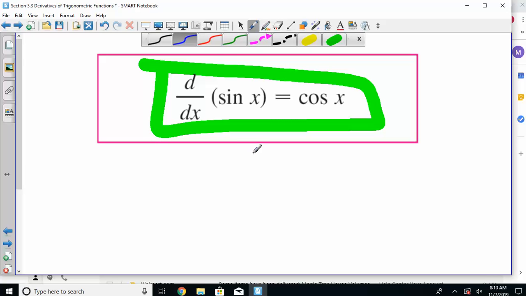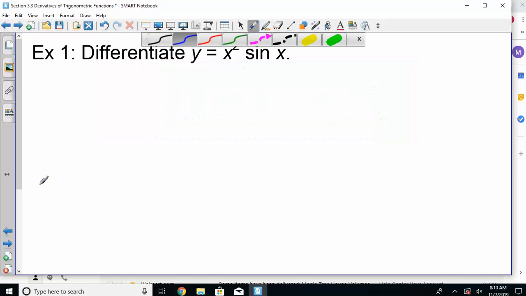So let's do an example using it. If I want to find the derivative of x squared sine x. Notice I have two x's in this. Is there any way I can actually work it out and get it to just one x? No. So how would I have to do this? What rule am I going to have to use? Product rule. We have things being multiplied, so we're going to do the product rule.